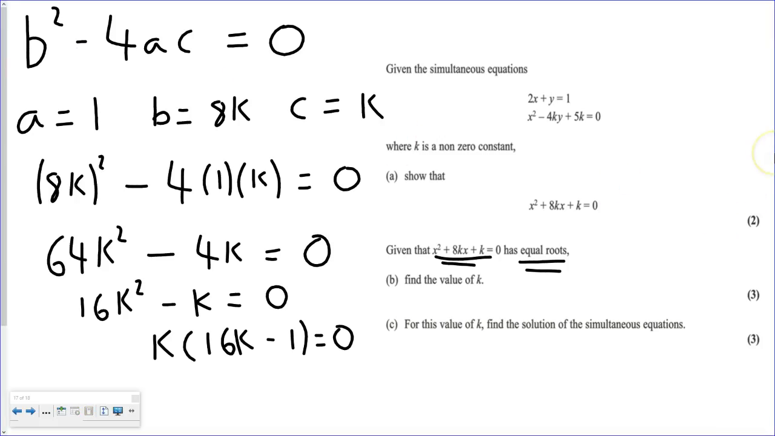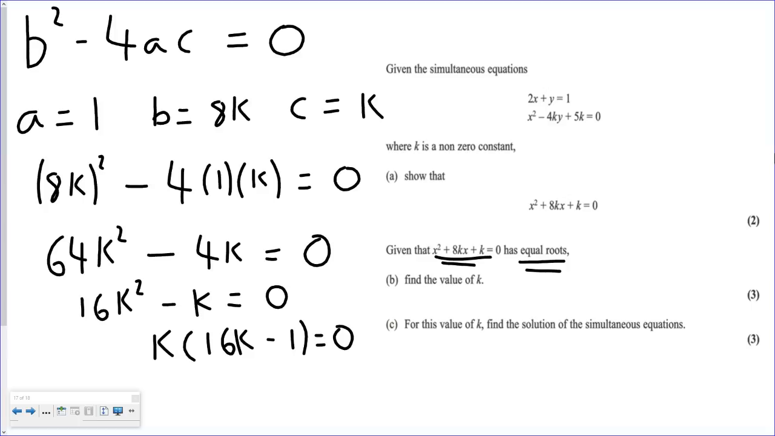You can, in this case, get away with dividing both sides by k because you're told it's non-zero, but just be careful, because if k was 0, you'd be losing one of your solutions if you did that, because of course you can't divide by 0. So it would all go wrong if k was 0, but you are okay to divide both sides by k here because you're told k is a non-zero constant.